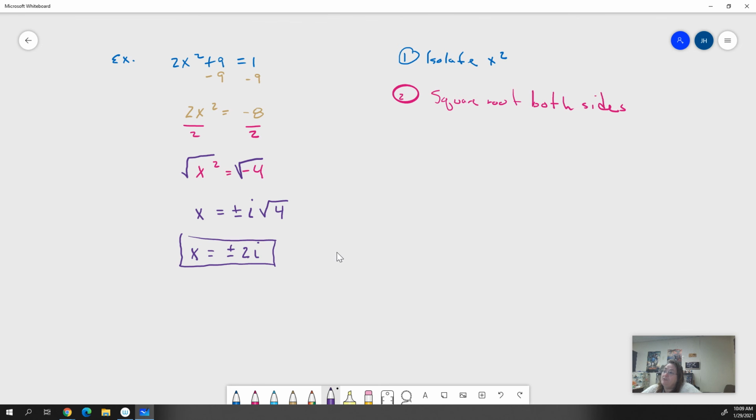Right? So all we have to do when we see that negative is, whatever happens, it's that plus an i. So when we take the square root, there's going to be an i if we have a negative.